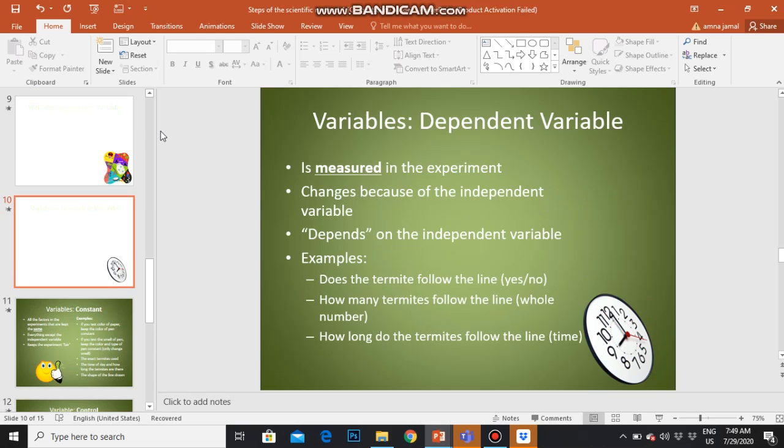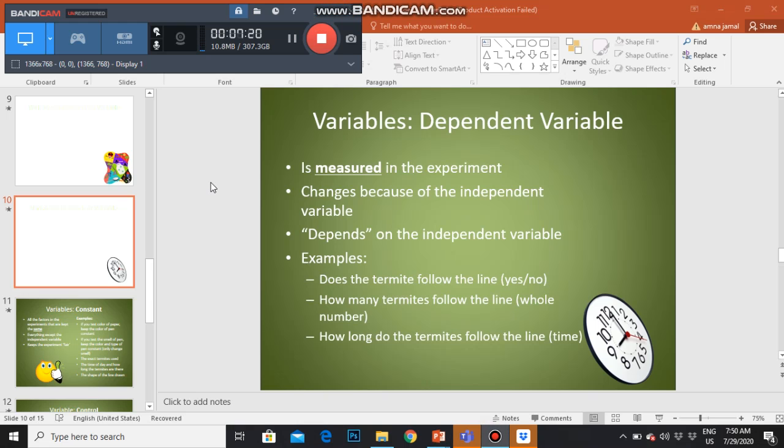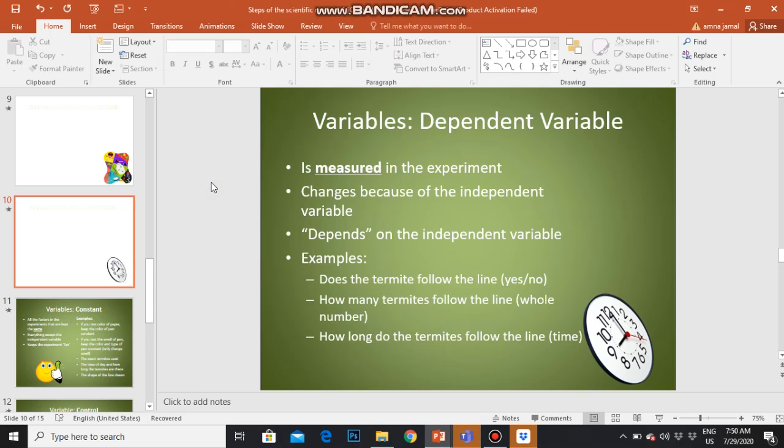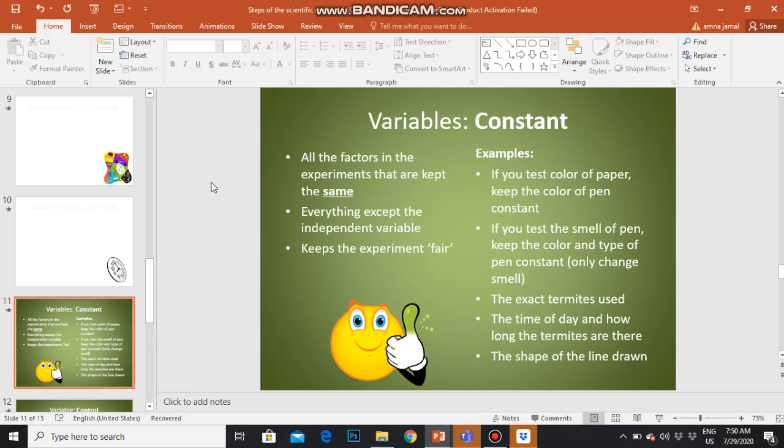The dependent variable is what is measured in the experiment; it changes because of the independent variable, depends upon the independent variable. Example: does the termite follow the line? Yes, no. How many termites follow the line? Whole number. How long do the termites follow the line? Time. So the dependent variable मीन दैट्स जो उस इंडिपेंडेंट वेरिएबल के ऊपर जो चीज़ डिपेंड करती है, और ये बहुत अहम चीज़ होती है, और चूँकि there must be an IV-DV relationship.